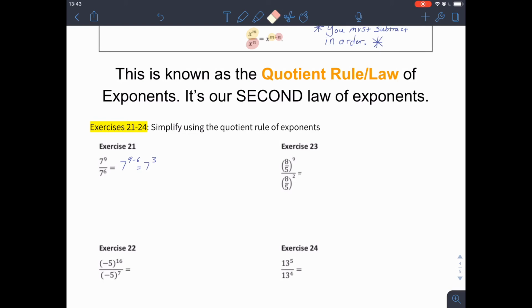With 8 fifths to the 9th power divided by 8 fifths to the 2nd power, I'm going to keep 8 fifths as my base and then take the 9th power minus the 2nd power to get 8 fifths to the 7th. My negative 5, just like my fraction of 8 fifths, is going to be in parentheses. I'm going to do 16 minus 7 to get it to the 9th power. And then 5 minus 4 is 1. So I'd end up here in exercise 24 with 13 to the first power, and a number to the first power is just itself. So actually the simplest way to write that is just 13.